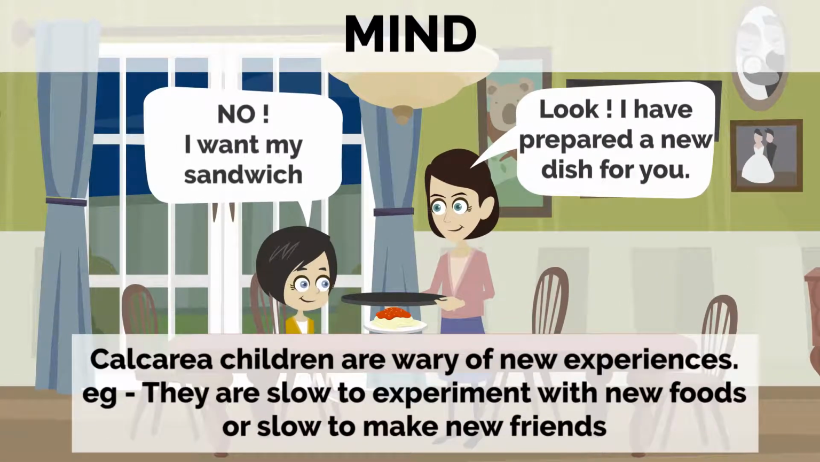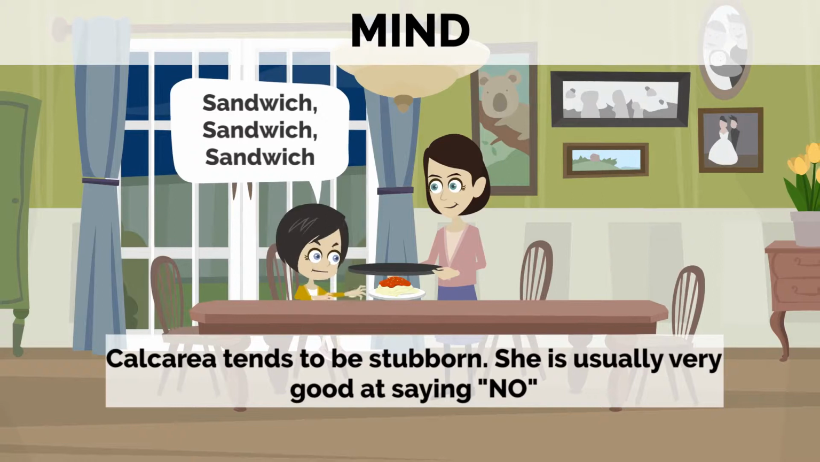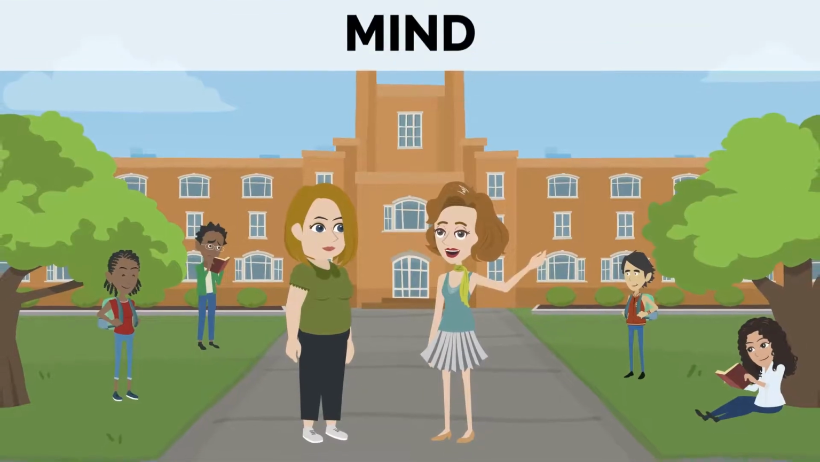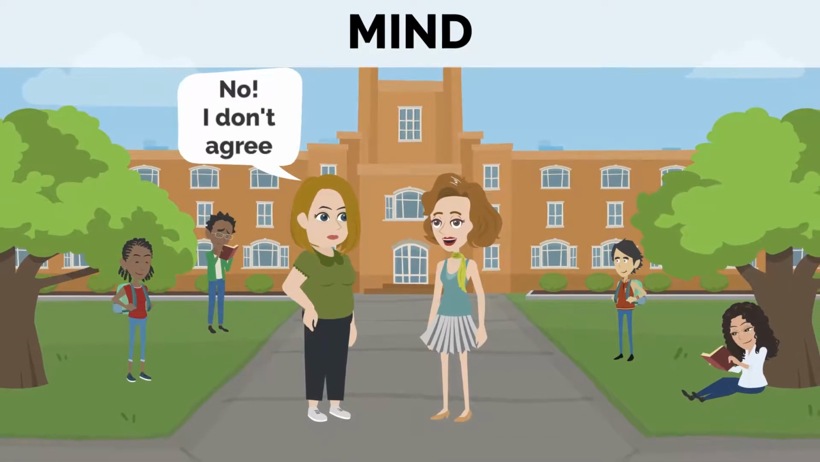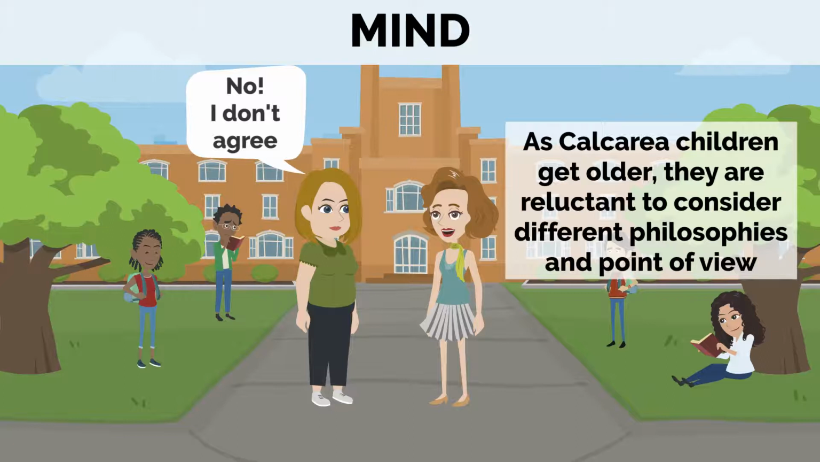Calcarea children are wary of new experiences. For example, they are slow to experiment with new foods, or slow to make new friends. Calcarea tends to be stubborn. She is usually very good at saying no. As Calcarea children get older, they are reluctant to consider different philosophies and points of view.